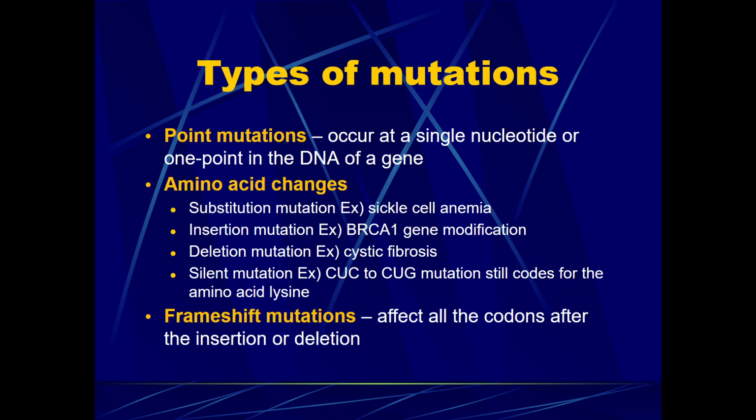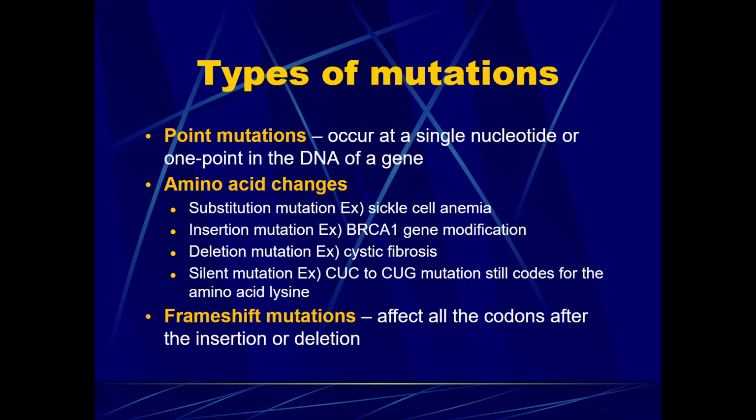There's point mutations, amino acid changes, frame shift mutations, and they all are going to affect either codons or essentially the type of codon that gets read at the ribosome. It could be a single nucleotide or one-point change, meaning one base is shifted. It could be a substitute mutation, insertion mutation, deletion mutation, silent mutation. And a silent mutation doesn't really do anything. A neutral mutation. It might change the codon, but that codon still reads for the same amino acid, so no problem.